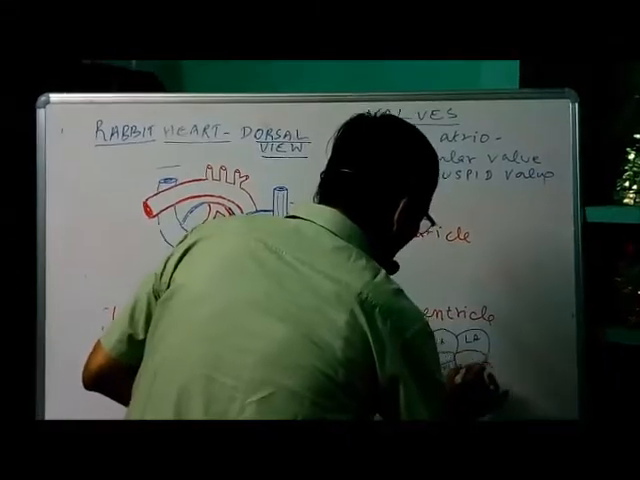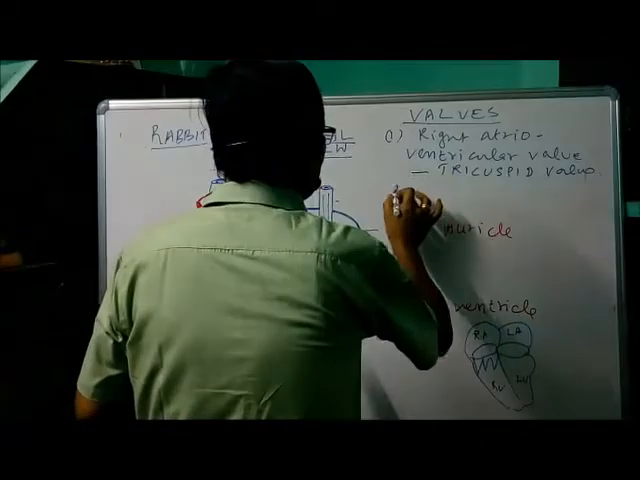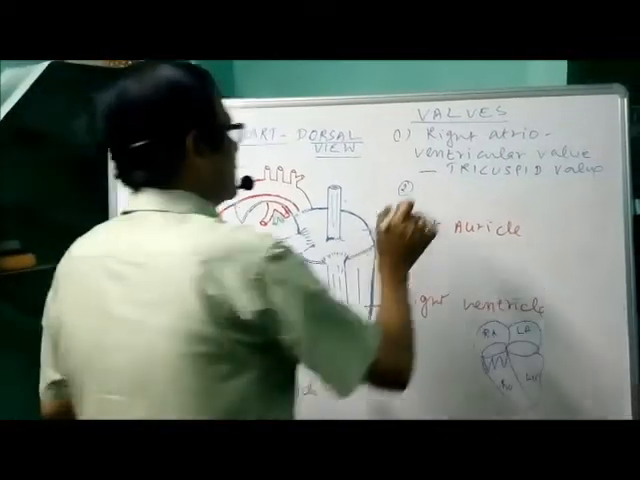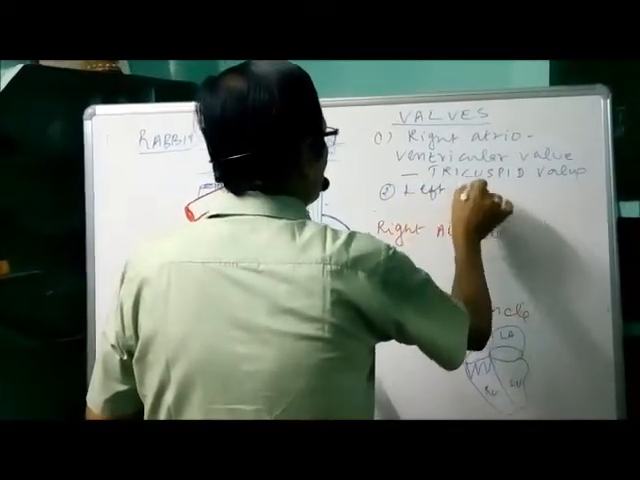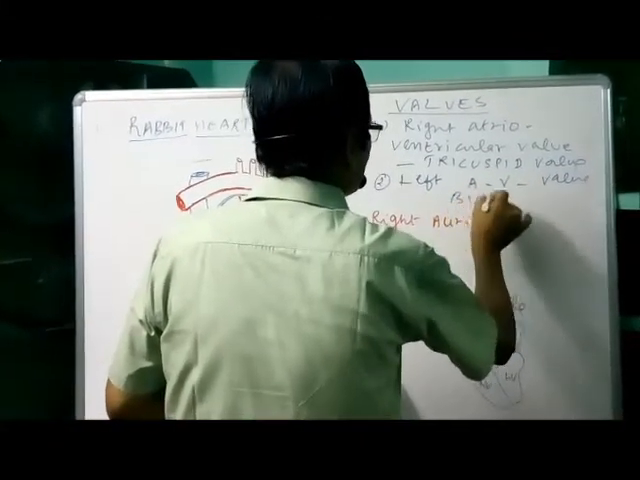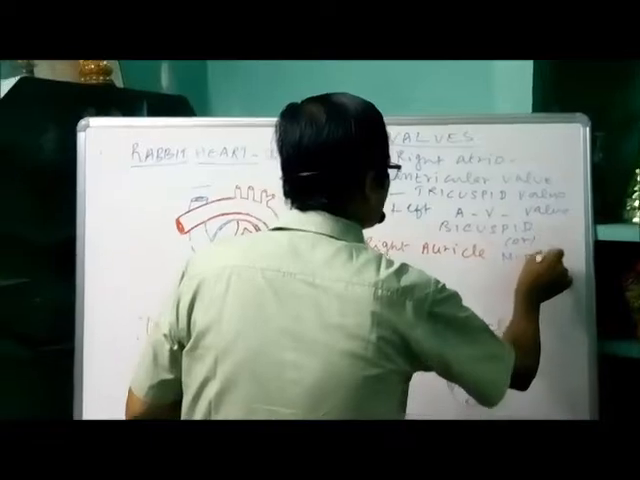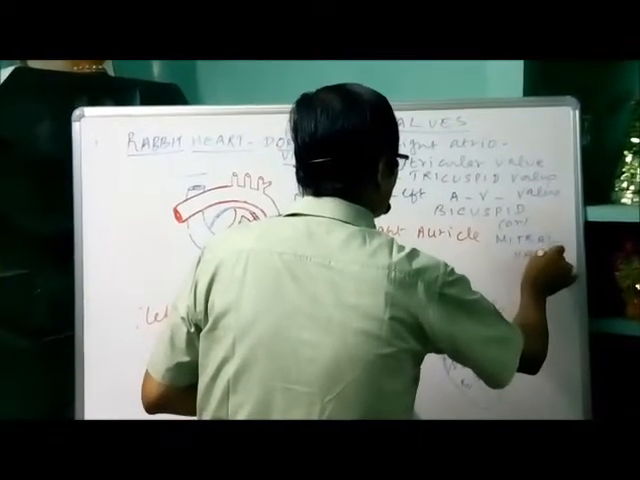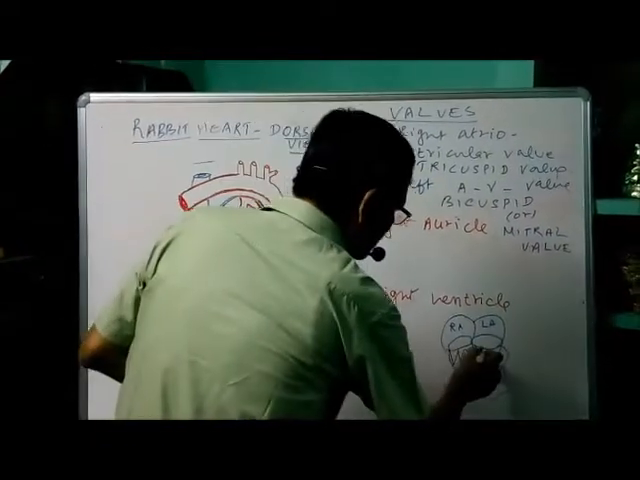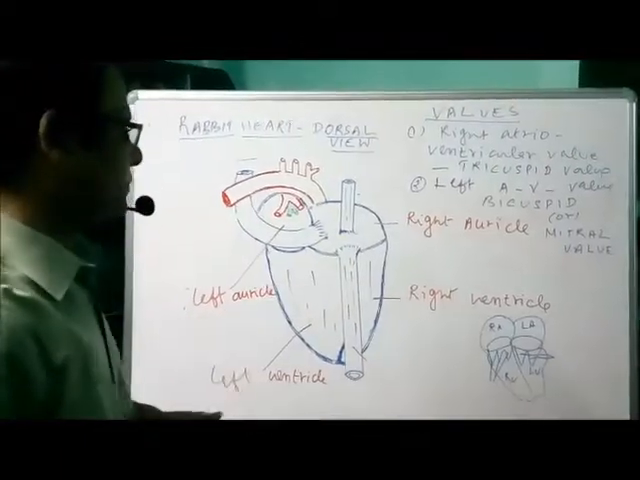Similarly, there is another opening between the left auricle and the left ventricle, and there is a wall which guards the opening, the left atrioventricular aperture. That wall is called the left atrioventricular wall, the bicuspid or mitral wall. Here you can see two flaps in the bicuspid wall, and here you can see three flaps, hence the names tricuspid and bicuspid.